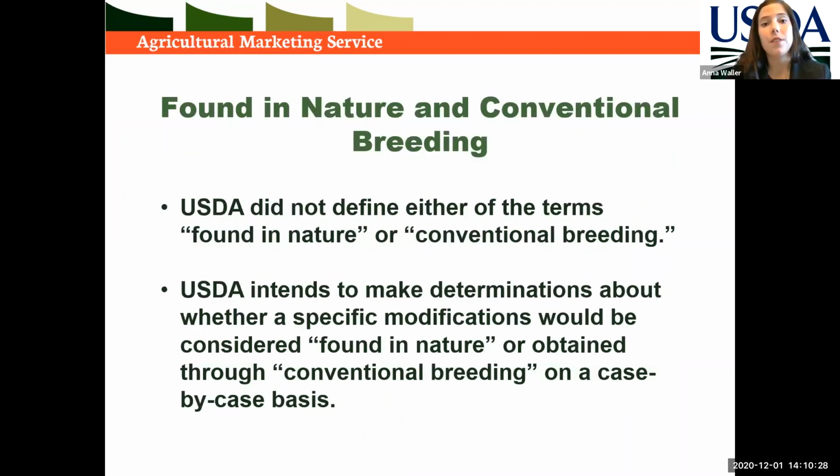The first part of the definition of bioengineered food includes the phrases found in nature and conventional breeding. Modifications that could be found in nature or obtained through conventional breeding are not considered bioengineered foods. USDA has not defined either of these terms and will make determinations about whether a specific modification would be considered found in nature or obtained through conventional breeding on a case-by-case basis.